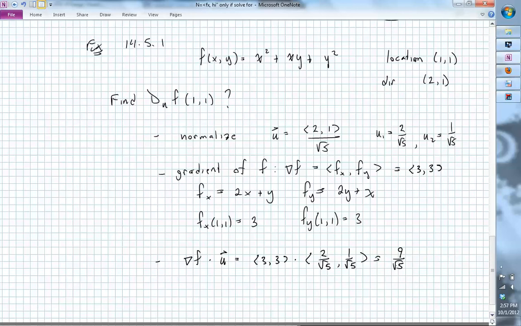All right, that's really mechanical. I expect you to be able to do that right now. Okay, find u, normalize it, find the gradient, plug in the point, dot product, done. I also expect you to understand what it means in terms of the geometry of the surface.